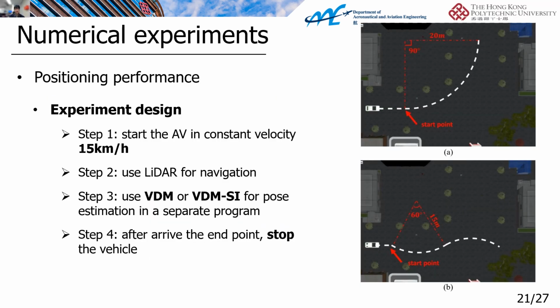Firstly, let's examine the positioning performance of the conventional VDM and the proposed VDM-SI. Here is the experimental design. In the first step, we start the vehicle at constant velocity, and then we use LiDAR for navigation. In the third step, we use VDM or VDM-SI for pose estimation in a separate program. Here, the separate program means that the pose estimation of VDM or VDM-SI is not used for navigation, but just for comparison. In the fourth step, if the vehicle arrives at the endpoint, we stop the vehicle.